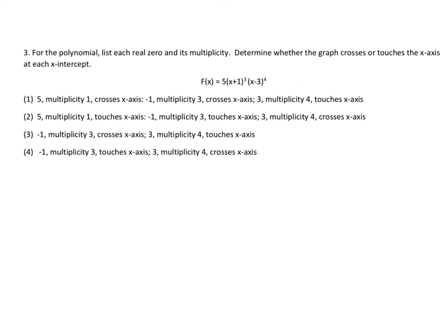The next question says, for the polynomial, list each real zero and its multiplicity and determine whether the graph crosses or touches the x-axis at each x-intercept. So let's figure out the zeros. So I'm going to rewrite this.